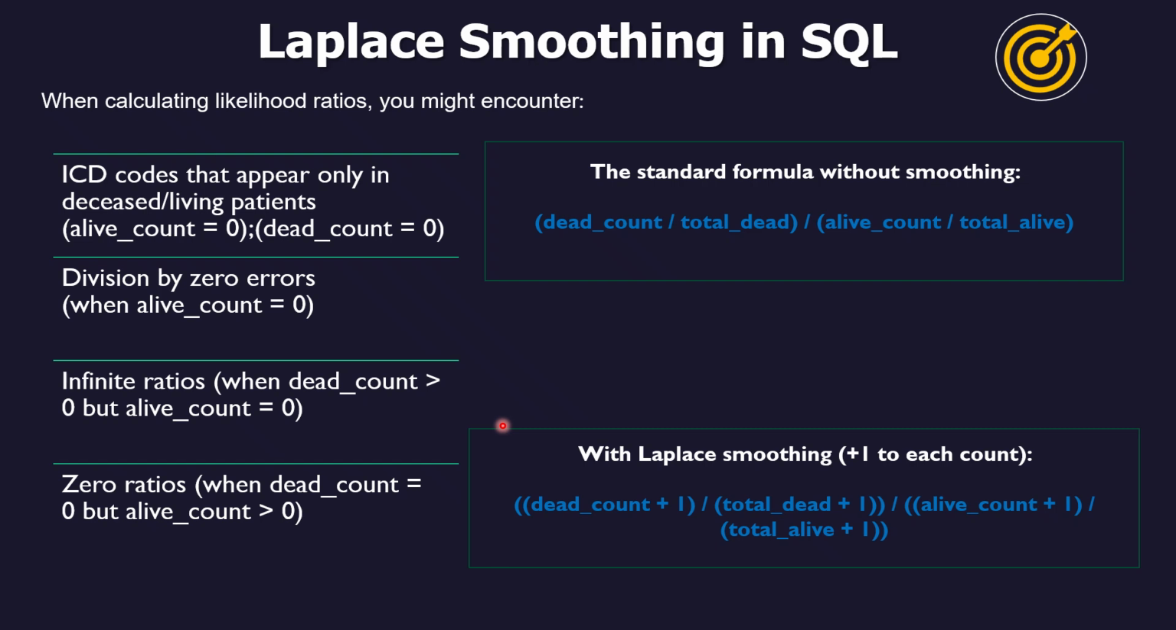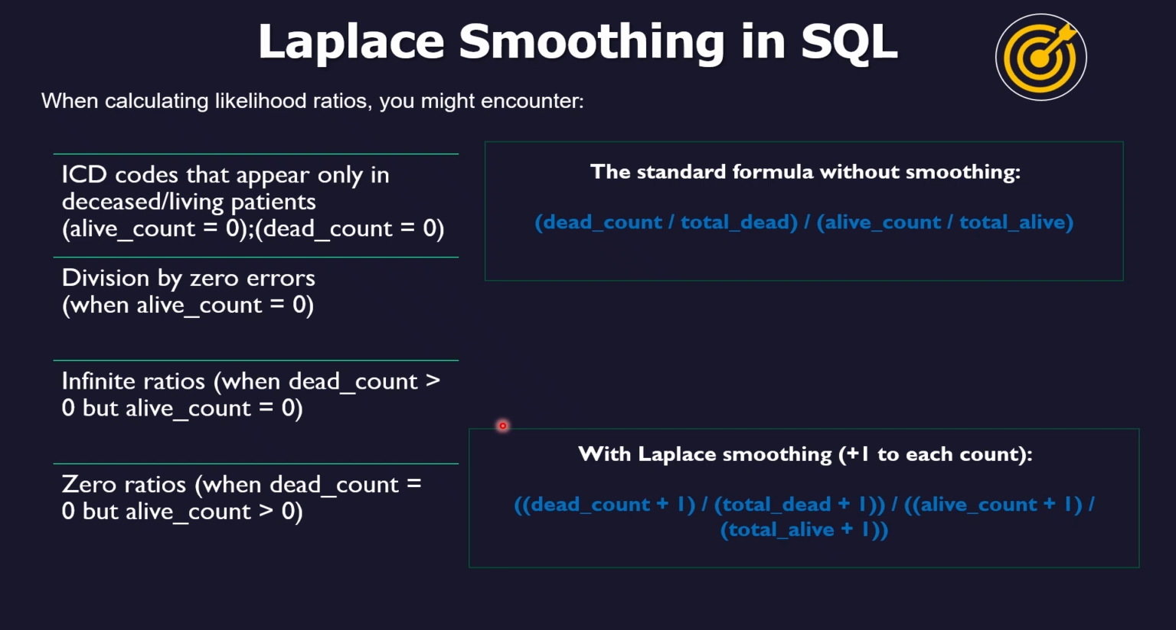So in other words, Laplace smoothing is a technique used in SQL to handle 0 count scenarios when calculating probabilities or ratios. It's especially important for likelihood ratio calculations where you might divide by 0.